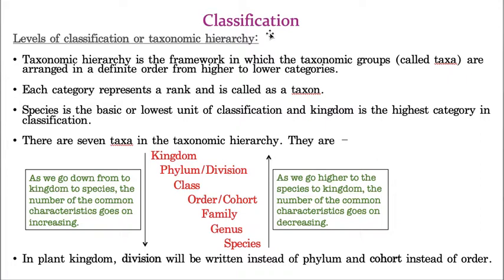are present in a level of classification that is called the taxonomic hierarchy. Such a taxonomic hierarchy includes seven taxons, that means seven categories. What are they? Kingdom. The next one is phylum, which is also called a division. Why is it called a division? For example, if I am classifying an animal, then I have to use the word phylum. If I am classifying a plant, then in the place of phylum, I have to use a word called division.